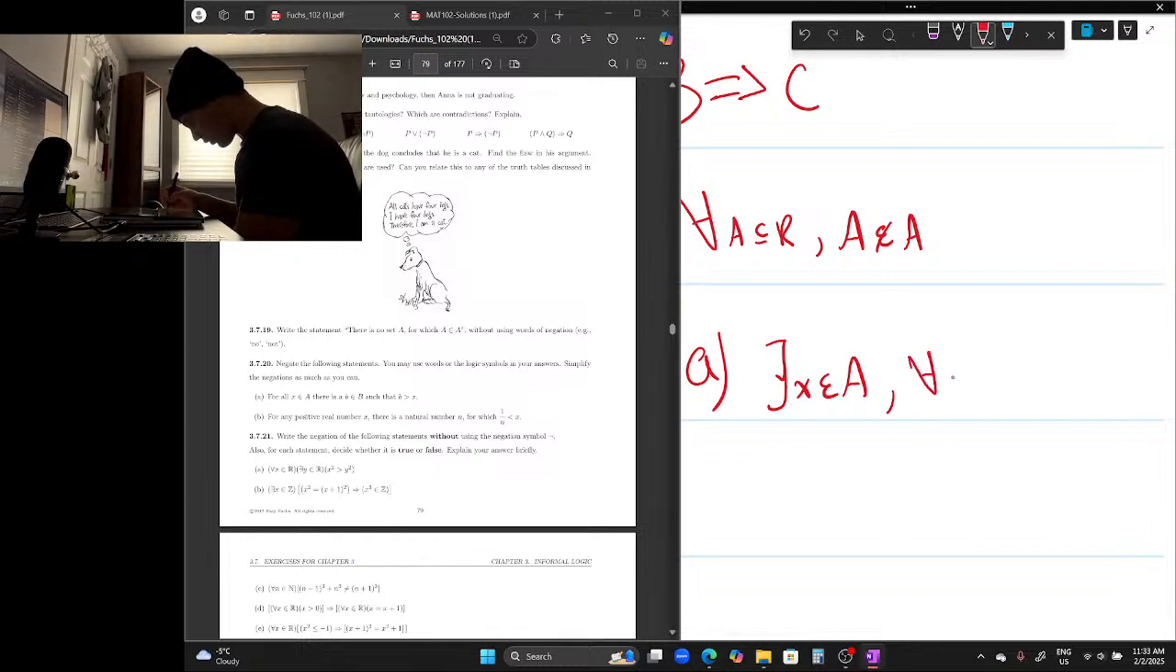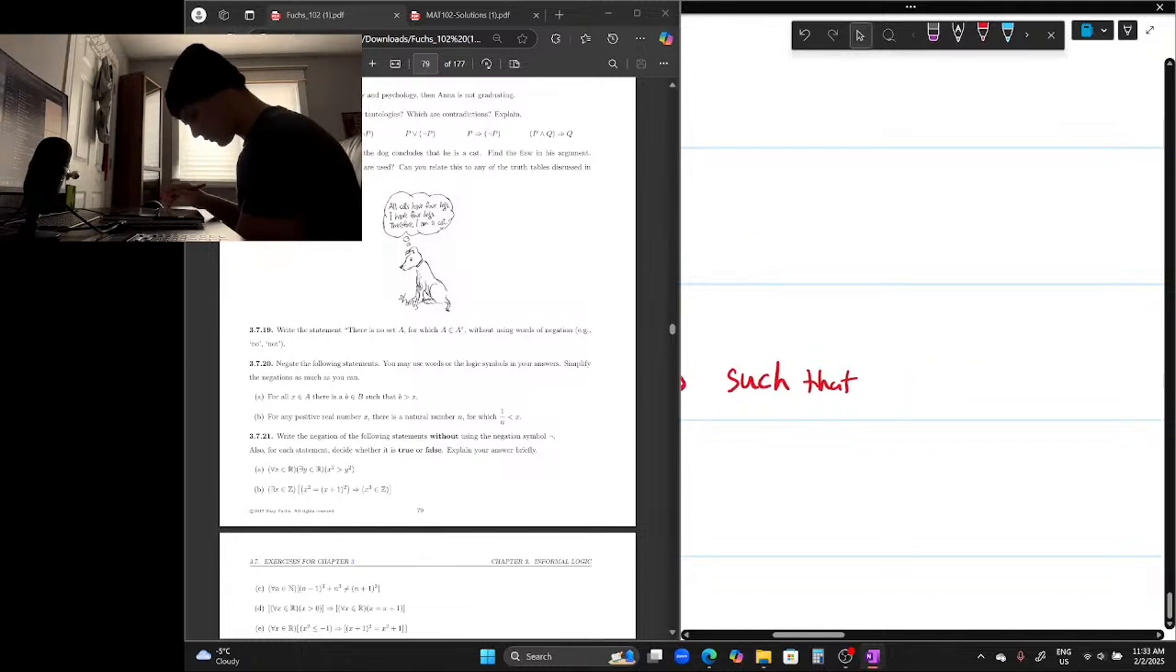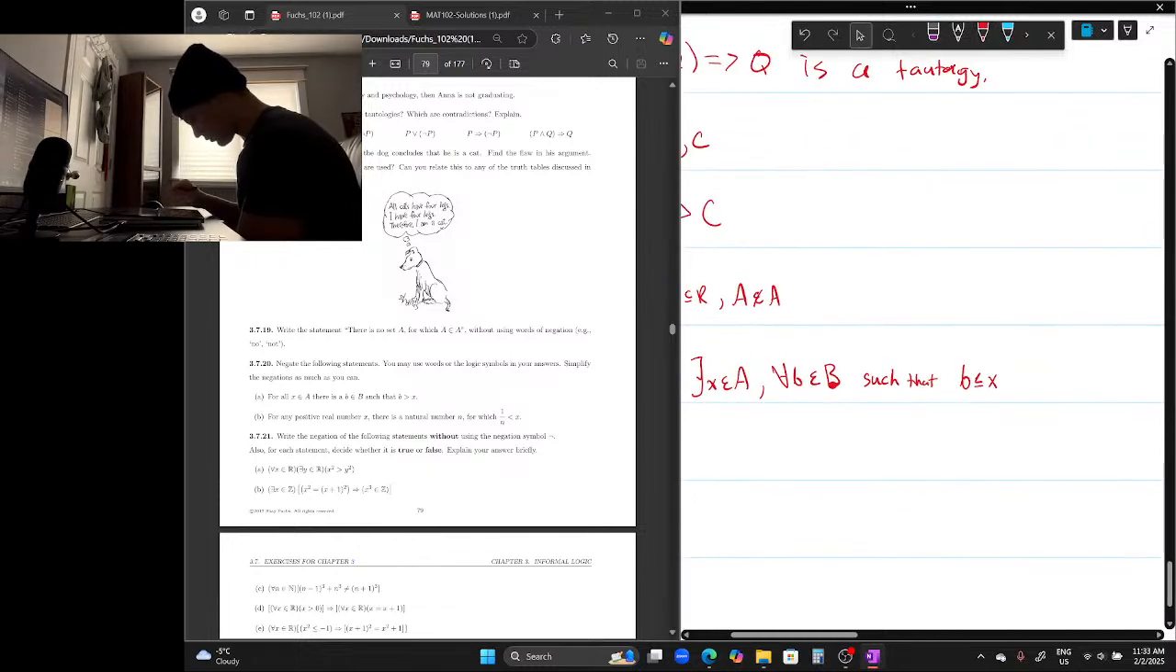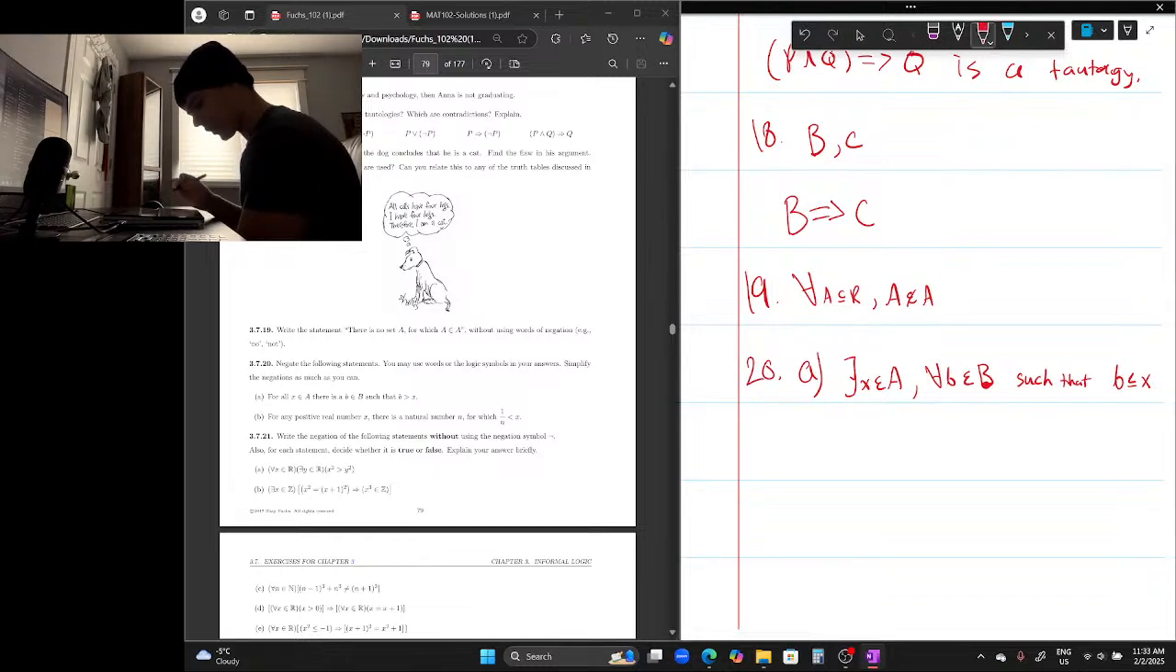Such that for all B in B, such that B is less than or equal to x. This is false, obviously. Actually, this might not be false. Overall, it's false, but depending on the sets, it could be true.